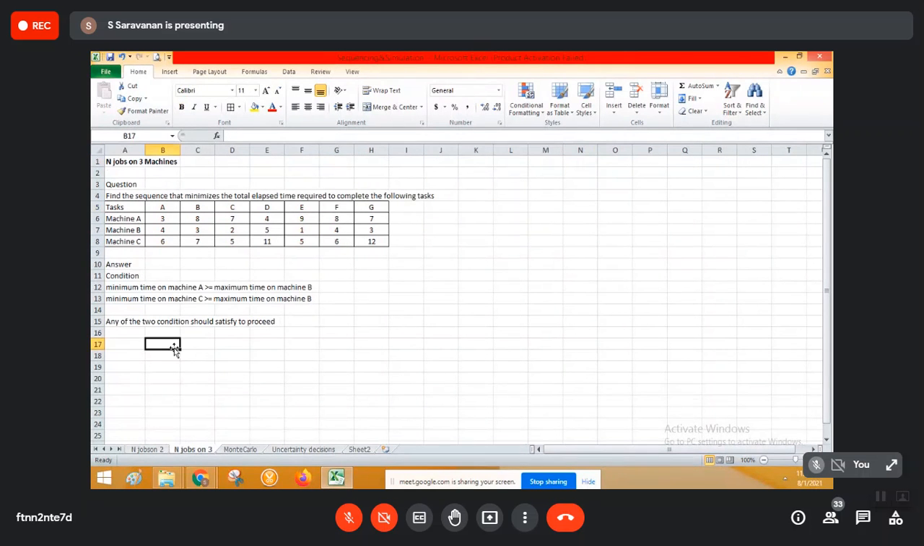This is the problem that I'm going to use for n jobs on 3 machines. Here you see A, B, C, D, E, F, G, so 7 jobs. It is 7 jobs on 3 machines. Just note this problem. I expect this kind of problem in your question paper. So, n jobs on 3 machines.